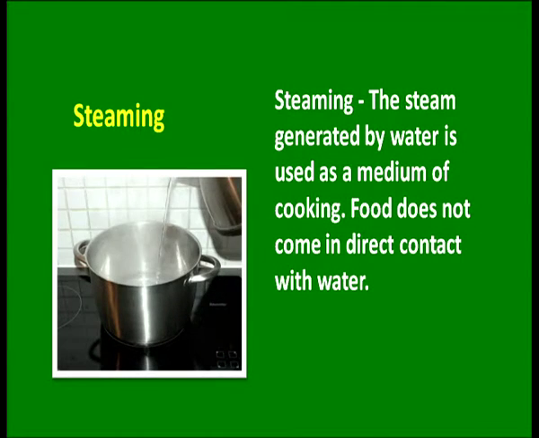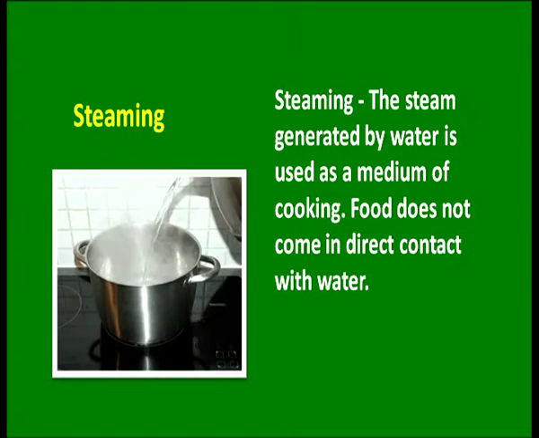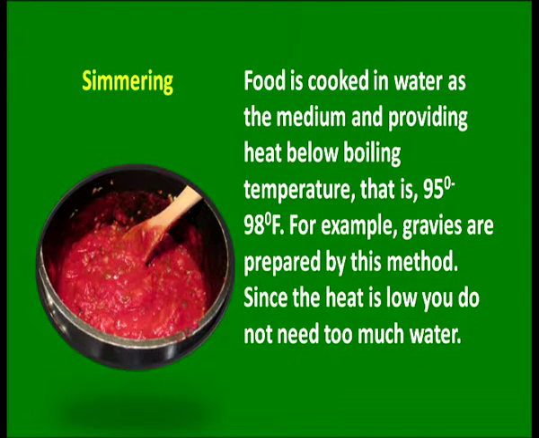Second is steaming. Here you can see the water is in the kettle and that is being used for the cooking in the pan, and the steam is coming out. Next is simmering. Most of the time we do not realize even that we are simmering the food. Food is cooked in water as the medium, providing heat below the boiling temperature, and gravies are generally prepared by this kind of method.